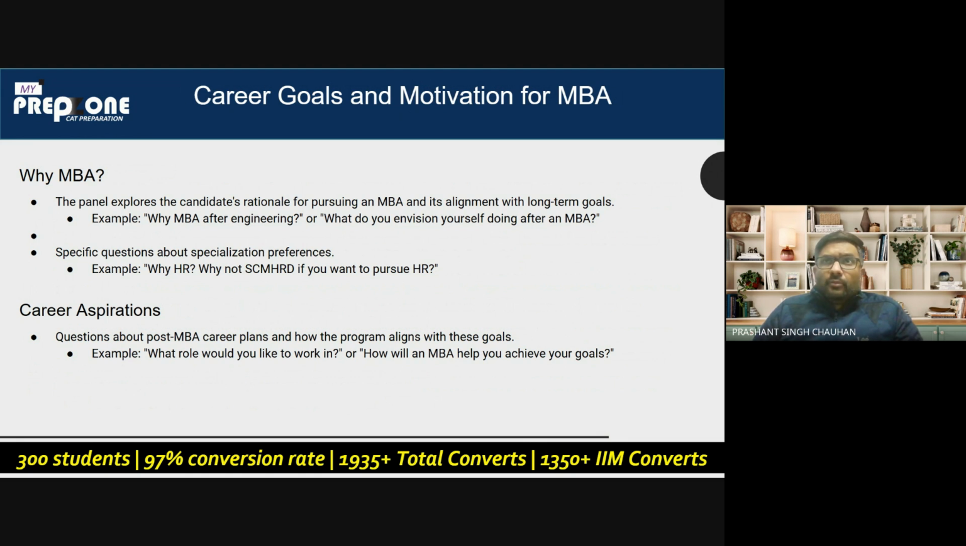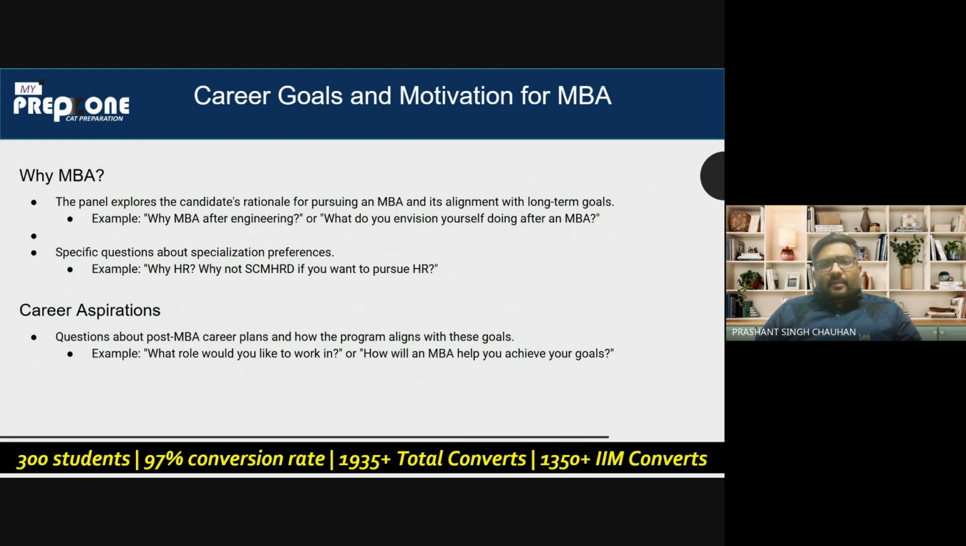Then comes one very good question that is specific to SCMHRD. Suppose you are sitting in a SIBM Pune interview and say that you are interested in HR. Then they can ask you why you are here, why you are giving an interview for SIBM Pune. SCMHRD Pune is known for HR, so if you are chosen for both, you are going to select SCMHRD for sure. So be ready with these trivia-like questions.